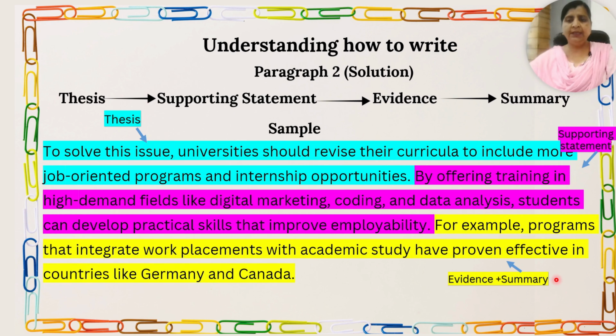Here, in this sentence, I have provided evidence along with summary. See, you have the liberty to write it as you wish. The structure is the same, but I have provided the evidence with the summary. For example, programs that integrate work placements with academic study have proven effective in countries like Germany and Canada.